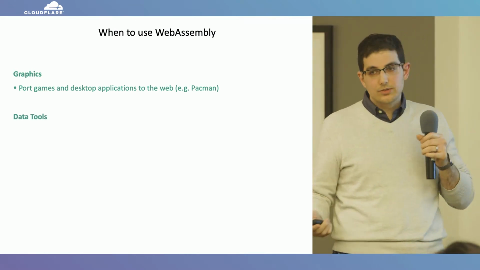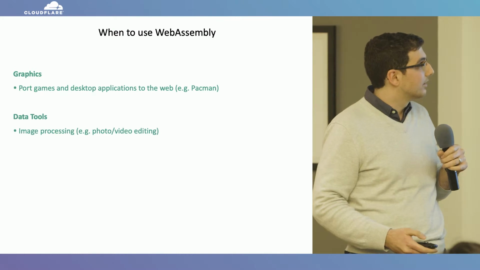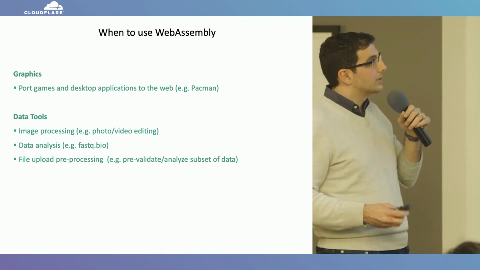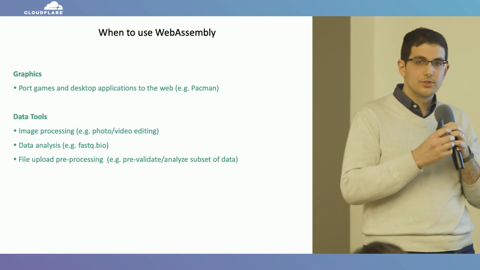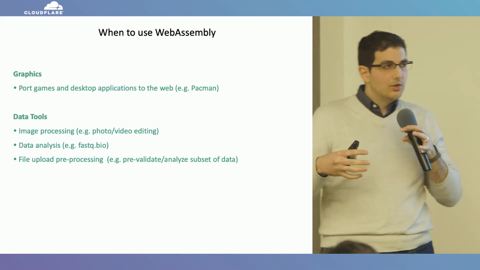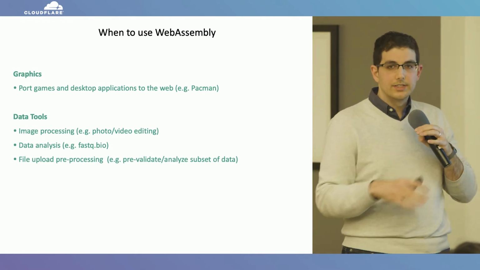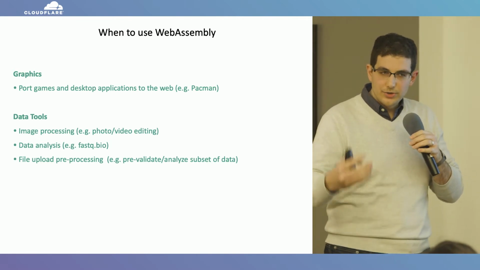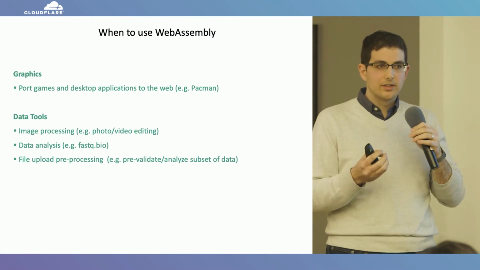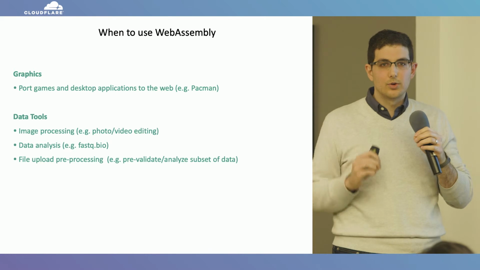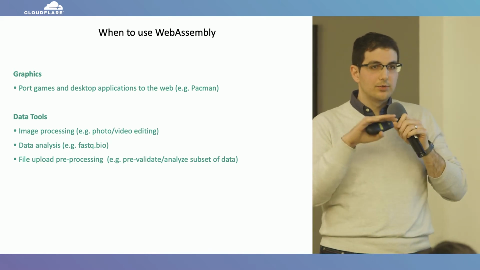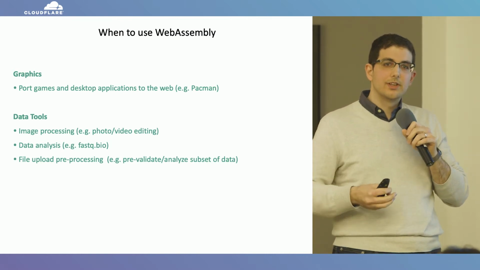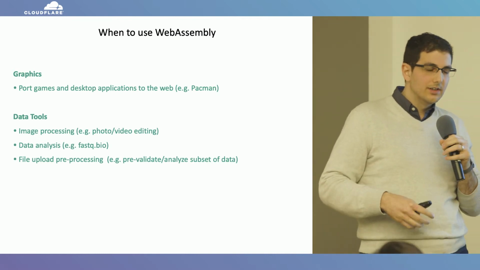The other category is data tools. So I've mentioned how you can do image processing. We talked about fastq.bio, doing data analysis in the browser. Another really interesting application is if your web app requires users to upload a large set of data to the cloud. While the upload is going, what you could do is start pre-validating, maybe even looking at the QC of that data so that you could tell users, you know, you're uploading this 30 gigabyte file, but it doesn't look like the quality is that great, or it doesn't look like you're meeting the format specifications. And this is especially great if you're dealing with binary files that have a complex enough structure that there are already command line tools existing that let you do this sort of stuff.